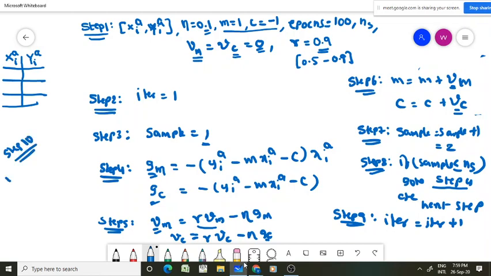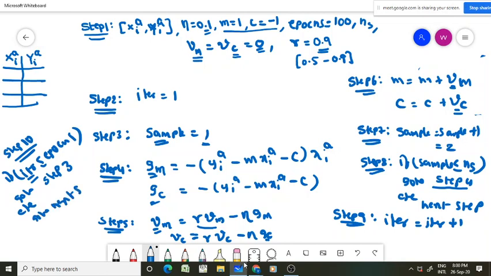In step 10, you check whether the iteration count has reached the maximum number of epochs or not. If you are not reaching the maximum number of epochs, then which step do you go to? Step 3, sir. Step 3. Again we start from the first sample. Else, go to the next step.